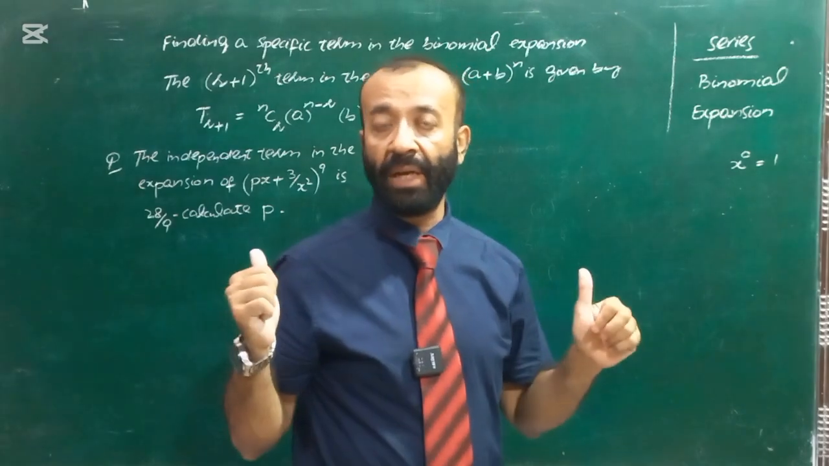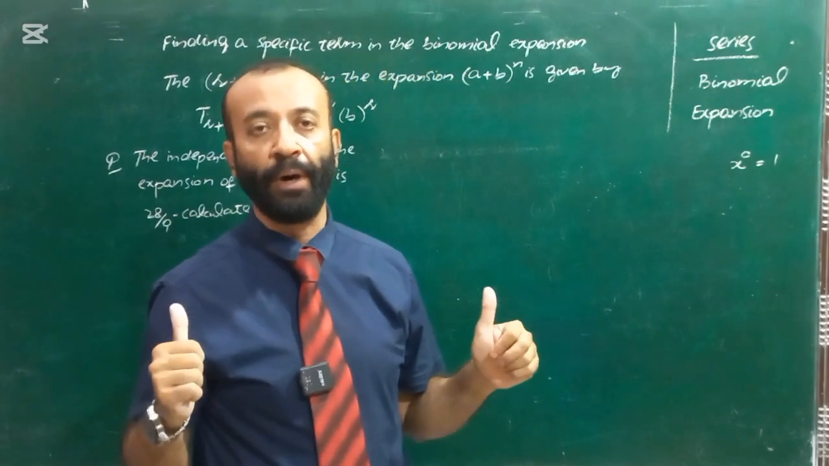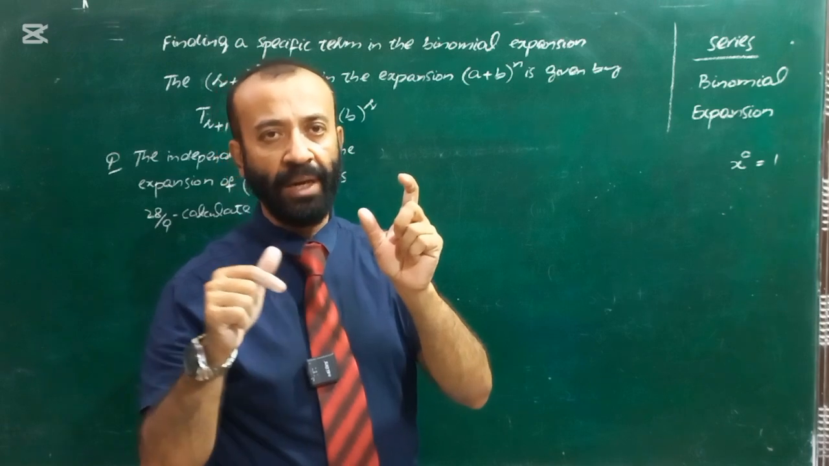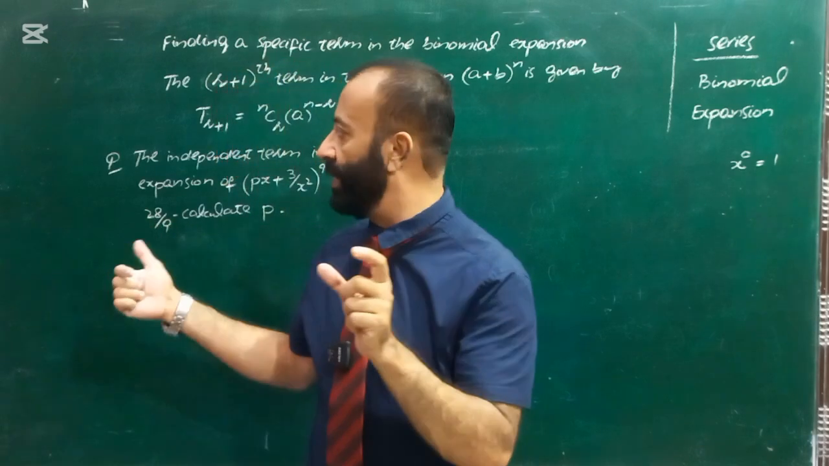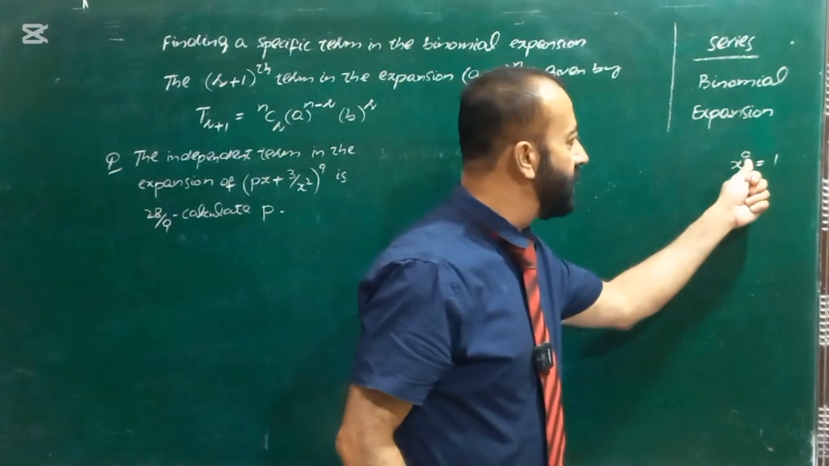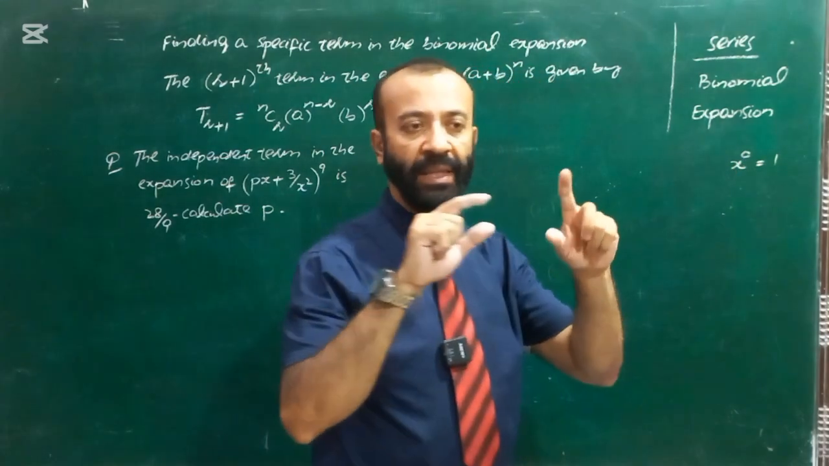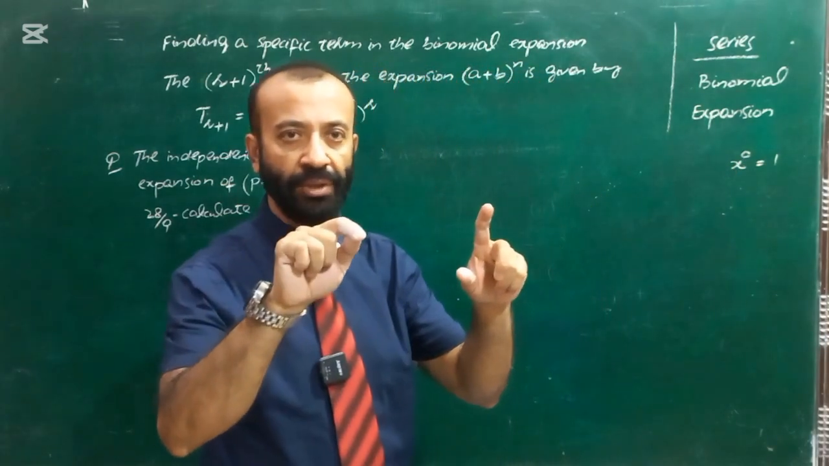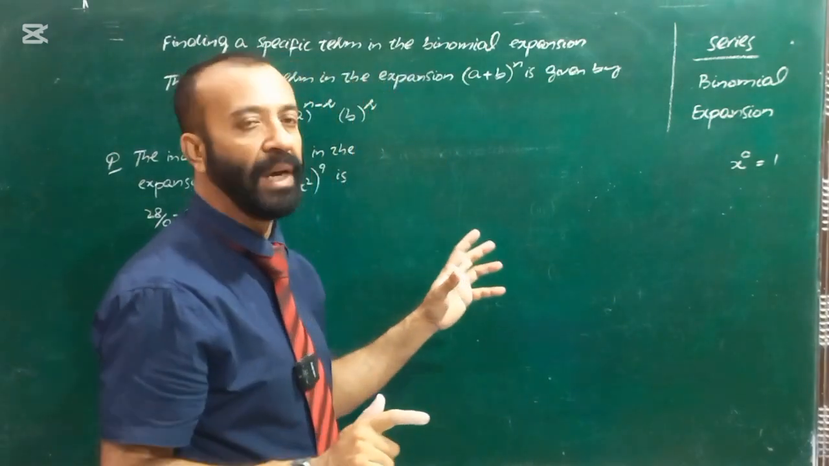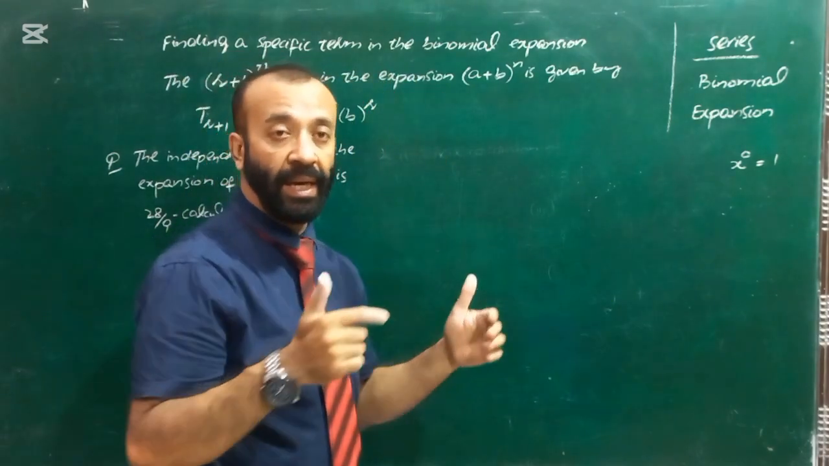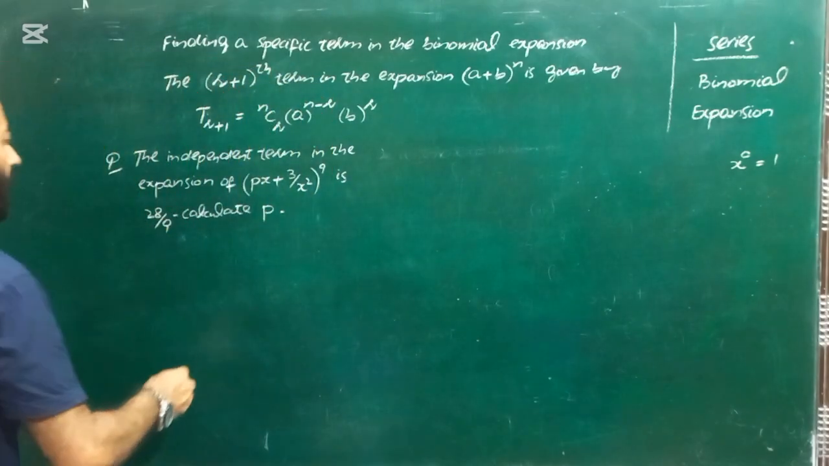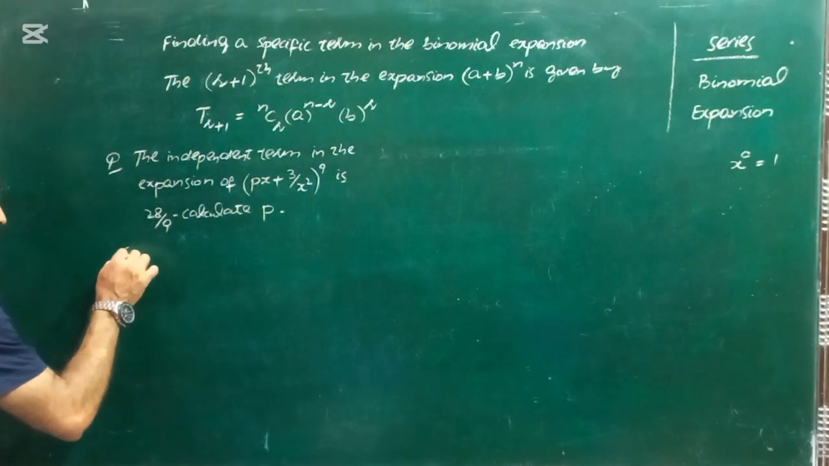So first we will apply the specific term formula, simplify it, and then we will compare the power of x from the specific term with 0. From there we will find the value of r, put it into the formula, and that will give us the value. So this is the game plan which we are going to follow. So look now, solution.